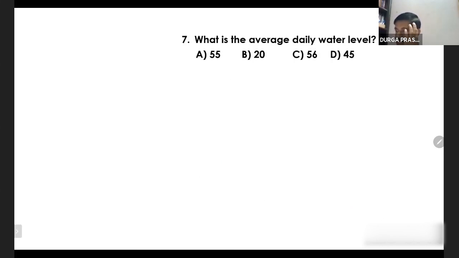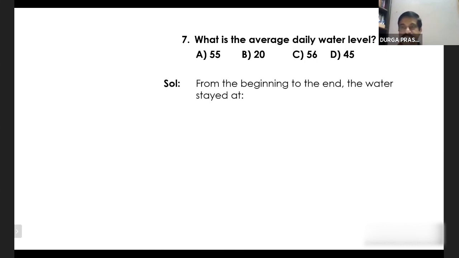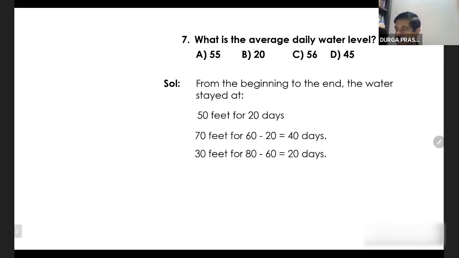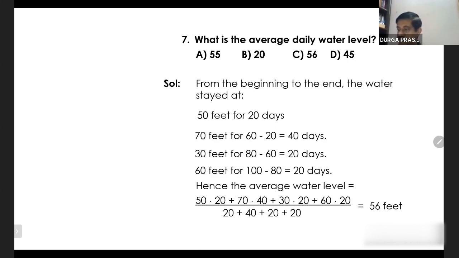So when we talk about average, we always take weighted means if some repetition of things is occurring. Therefore, if you look at this weighted mean, we'll be taking the product of this. So you see, first 20 days it is at 50 feet. So 20 into 50 plus next 40 days it is at 70 feet. So 40 into 70. Next 20 days it is at 30 feet. So 20 into 30. Next 20 days it is at 60 feet. So 20 into 60. By total number of days, it is 100. So average is 56. That is option C.